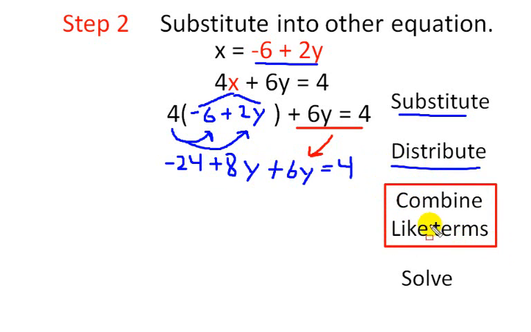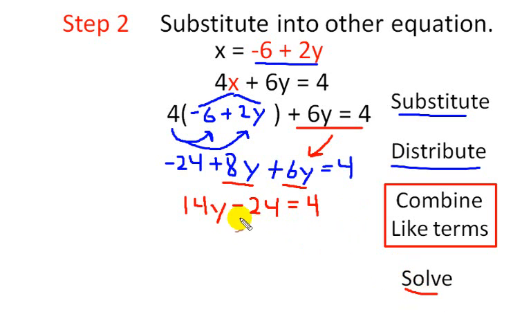The next thing is combine like terms. I'm going to look for my terms that are alike. So I have 8y plus 6y, and I'm going to combine those two. 8y plus 6y gives me 14y. And I still have this minus 24, and then this is equal to 4. Okay, I just combined like terms, so now I just need to solve this.